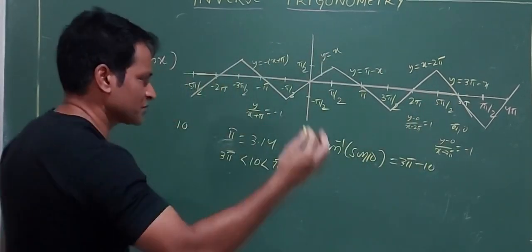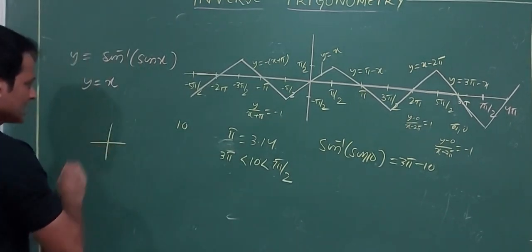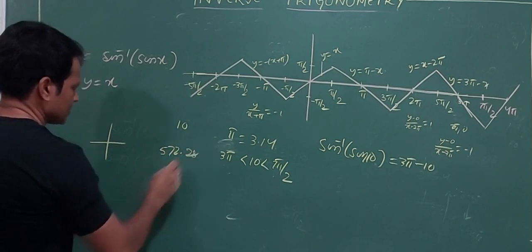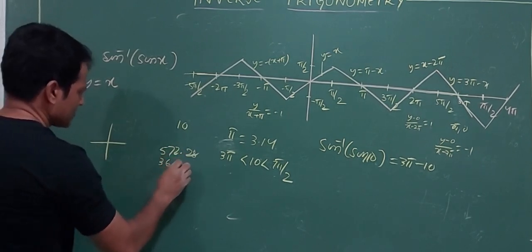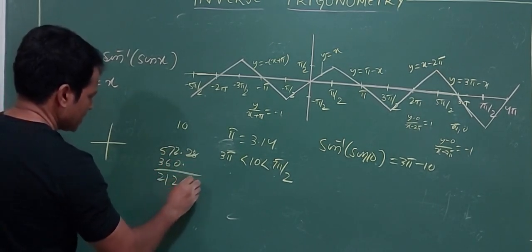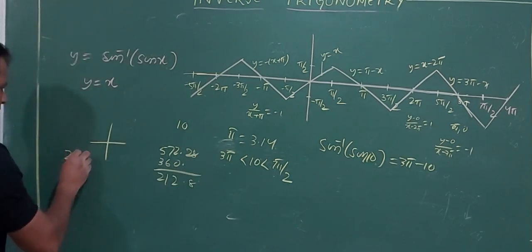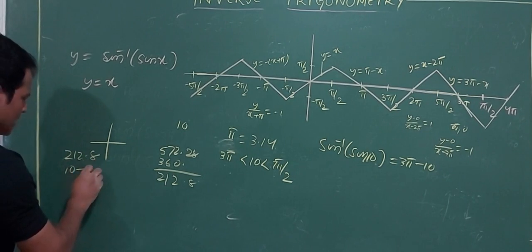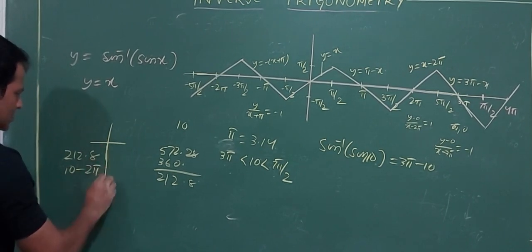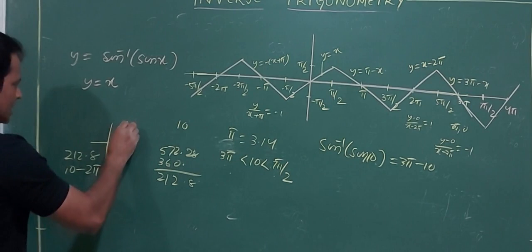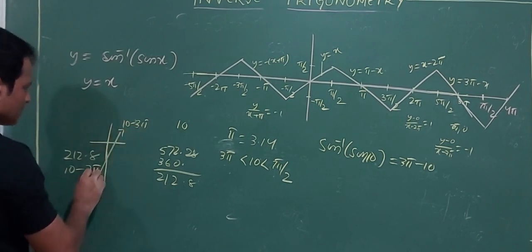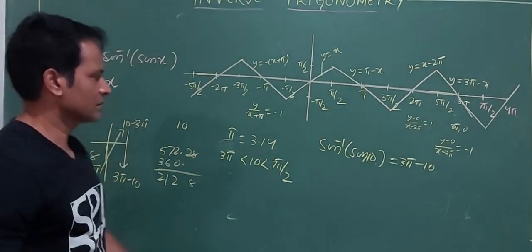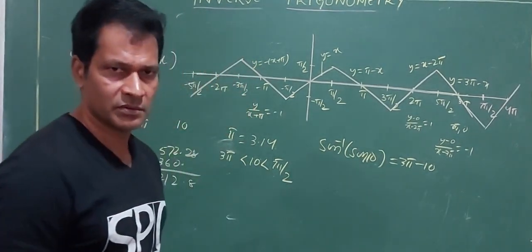Let us check, which I have told you to solve, which you have solved. 10 radians is equal to 572.28 degrees. 360 subtracted, this is 212.8. This is 212.8, meaning 10 minus 2 pi. The sign is negative here. So go here, 10 minus 3 pi. Subtract pi from here, come down: 3 pi minus 10. The same answer I am getting. So this is also something you can do.